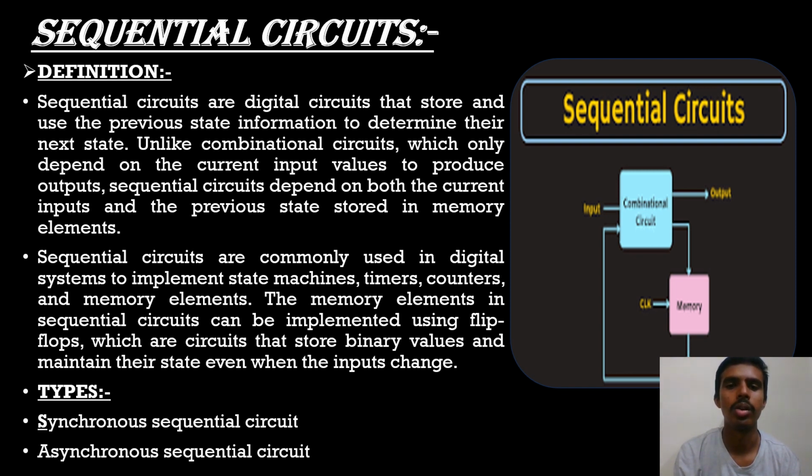Sequential circuits are commonly used in digital systems to implement state machines, timers, counters, and memory elements. The memory elements in sequential circuits can be implemented using flip-flops, which are circuits that store a binary value and maintain their state even when the input is changed. So this is the definition of sequential circuit. And there are two types of sequential circuit. One is synchronous sequential circuit and the second is asynchronous sequential circuit.